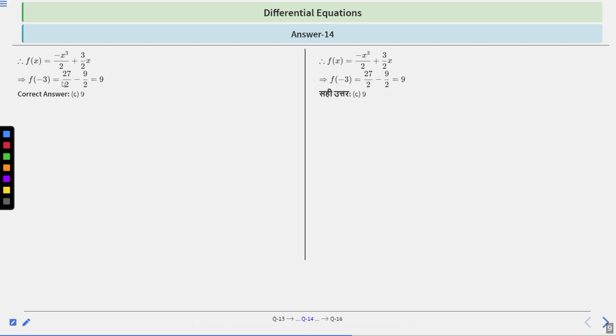Therefore, f of minus 3 is equal to 27 by 2 minus 9 by 2, which is equal to 9. Alright, therefore, the correct option is option C, which is 9. Right, the correct option is option C.